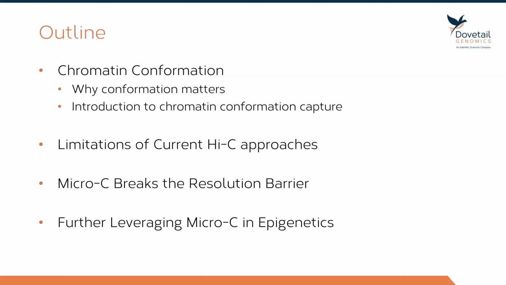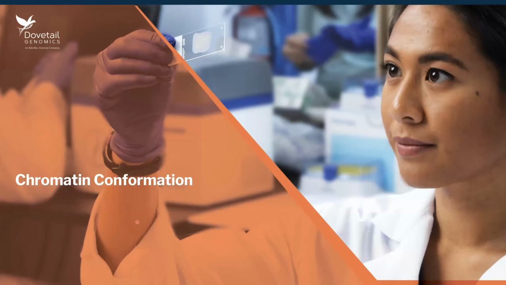So to get started, I just want to give you an outline of what we're going to be talking about today. We'll do a very brief introduction on chromatin conformation, why it matters, and how people conduct 3C assays. Then we'll dive into the limitations of the current approaches to Hi-C, mainly the restriction enzyme. Then we'll do a deep dive into Micro-C and how the MNase helps break this resolution barrier that's set by restriction enzymes and current Hi-C approaches. Then we'll talk about further leveraging Micro-C in epigenetics, and mainly this is HiChIP. So we'll give you a little bit of flavor of how you can do protein-directed chromatin conformation with the MNase-based approach to Hi-C.